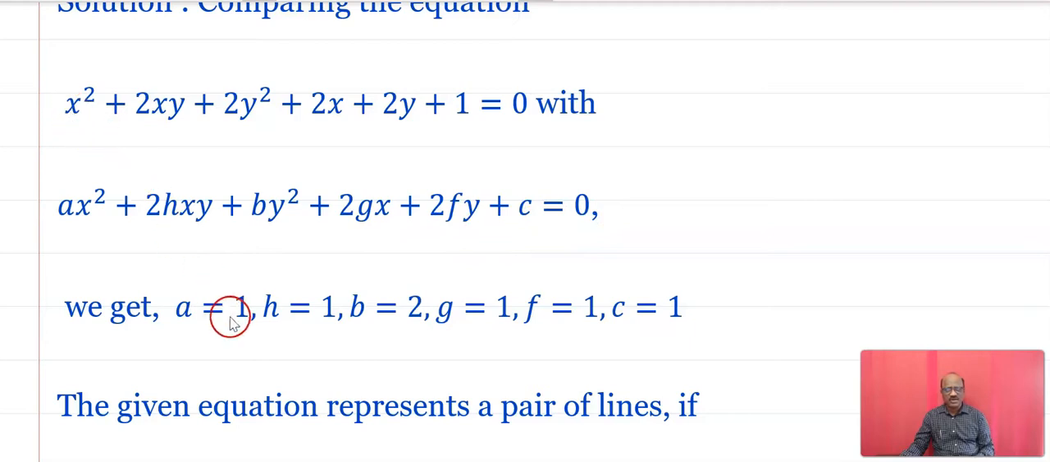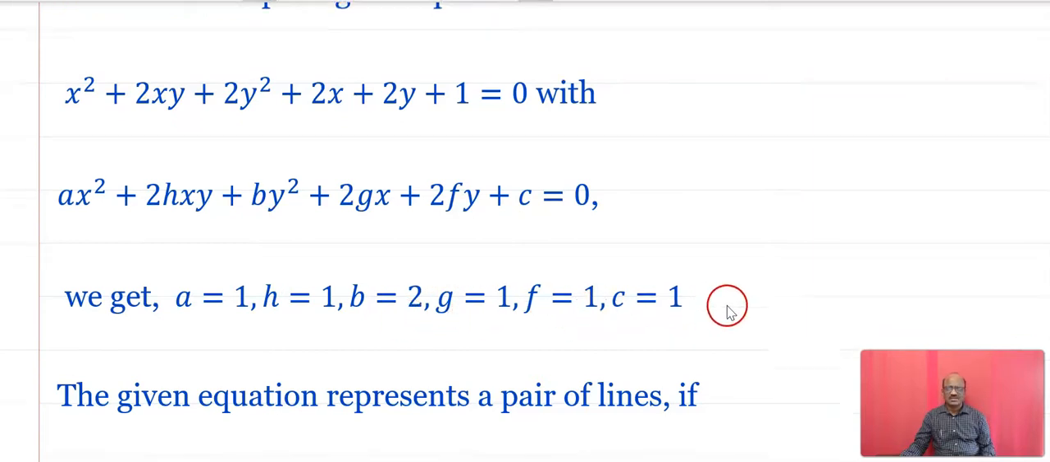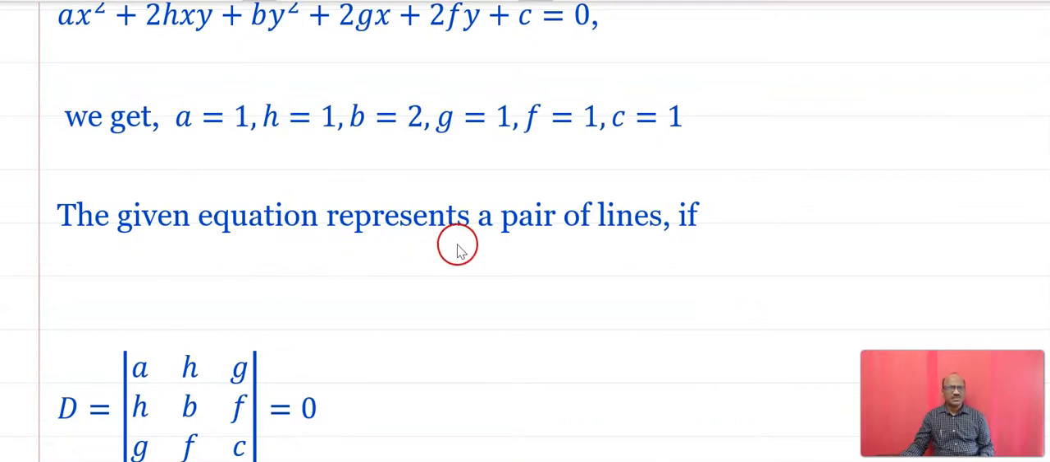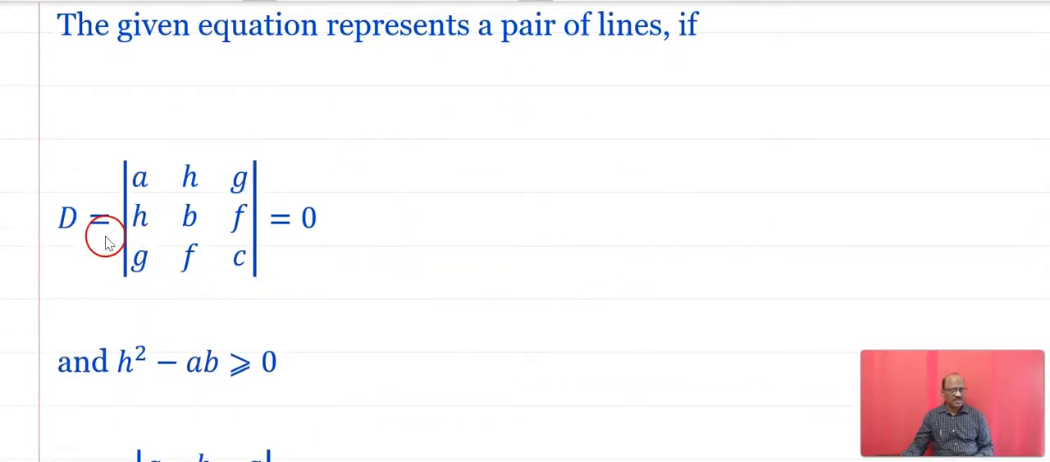What is the value of a? A is 1. 2h, or h, is equal to 1. B is 2. Okay. Next, g is 1, f is 1, c is 1. The given equation represents a pair of lines if that determinant equals 0. What is that determinant? Remember in this manner. या प्रकारे तुम्ही लक्षात ठेवा. A, H, G; H, B, F; G, F, C, and that equals 0.